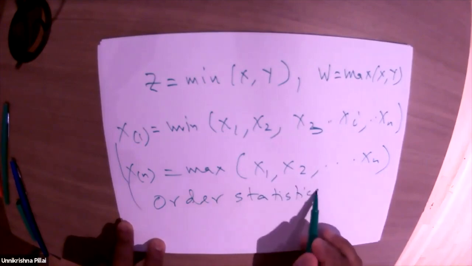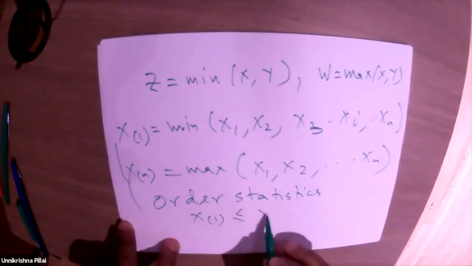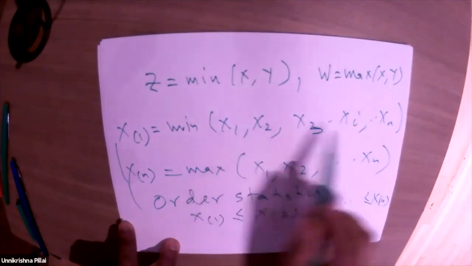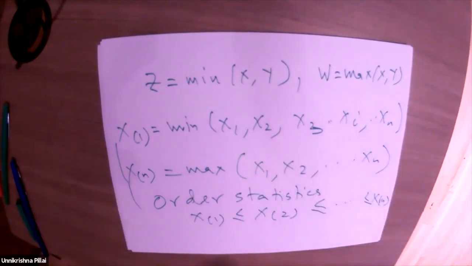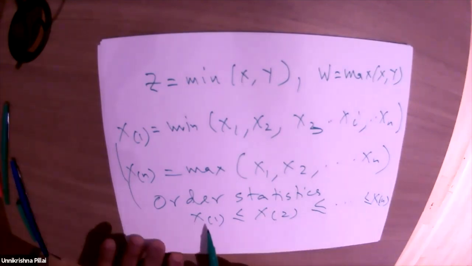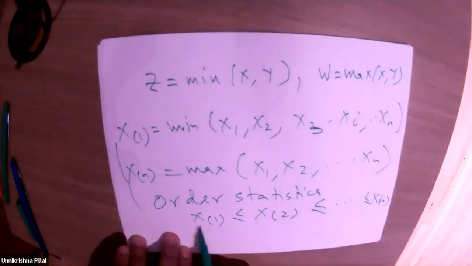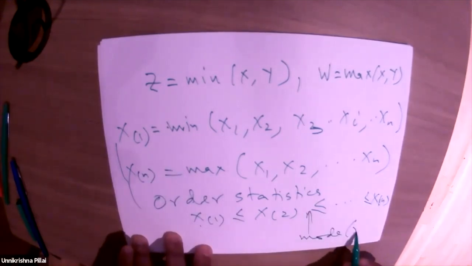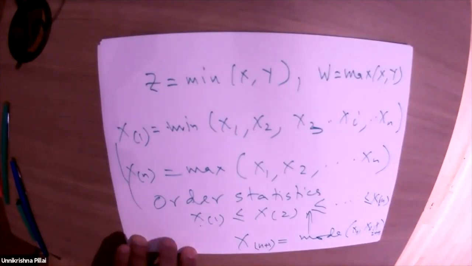In other words, we are reordering them. Remember, x1 and x2 are different random variables, and depending on the values, if you reorder, we get a new set of random variables. I'm going to call these x subscript 1, 2, etc. So this is your minimum and this is the maximum. And the median is somewhere here also. If you have 2n plus 1 random variables, the median will be the n plus 1-th. The question is, we want their density functions, joint density functions, etc.